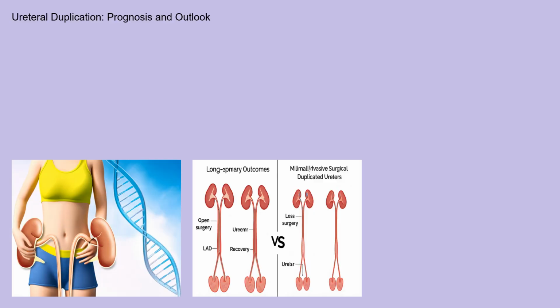The prognosis for individuals with ureteral duplication is generally good, especially with early diagnosis and appropriate management. Many people with this condition live normal, healthy lives without significant problems. However, untreated or poorly managed complications such as recurrent urinary tract infections, vesicoureteral reflux, and hydronephrosis can lead to kidney damage and, in rare cases, kidney failure. Recent research is focused on understanding the genetic factors involved in ureteral duplication and developing less invasive surgical techniques to correct the anomaly. Ongoing studies are also investigating the long-term outcomes of different treatment approaches to optimize patient care.